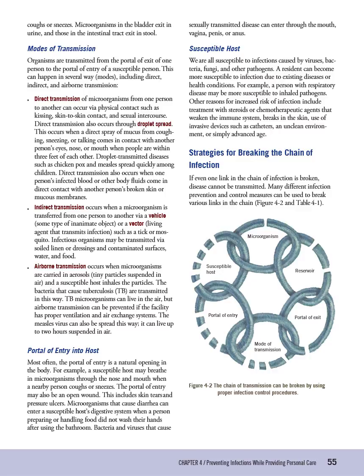Droplet-transmitted diseases such as chickenpox and measles spread quickly among children. Direct transmission also occurs when one person's infected blood or other body fluids come in contact with another person's broken skin or mucous membranes.